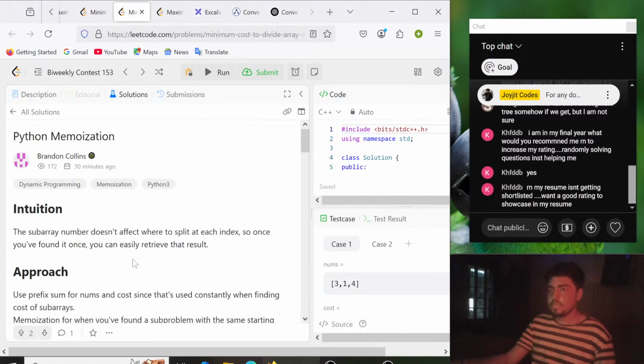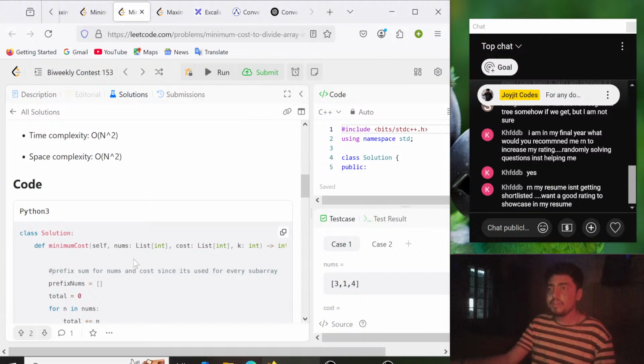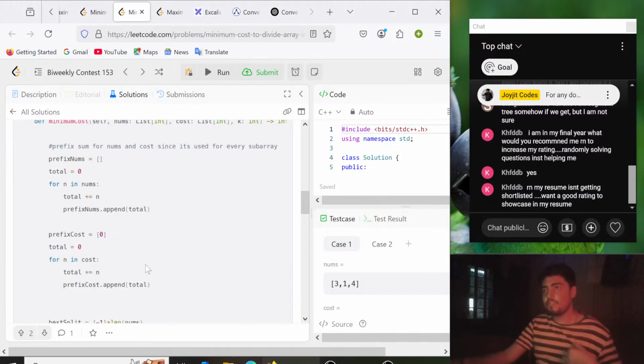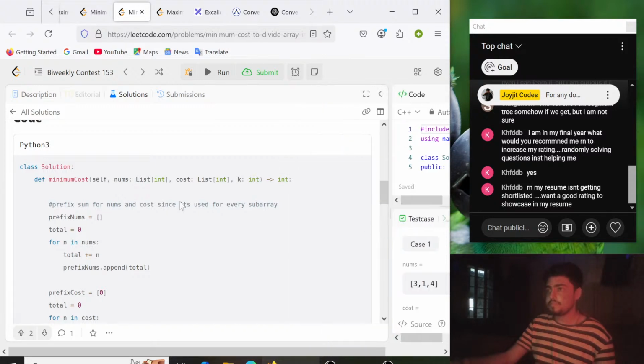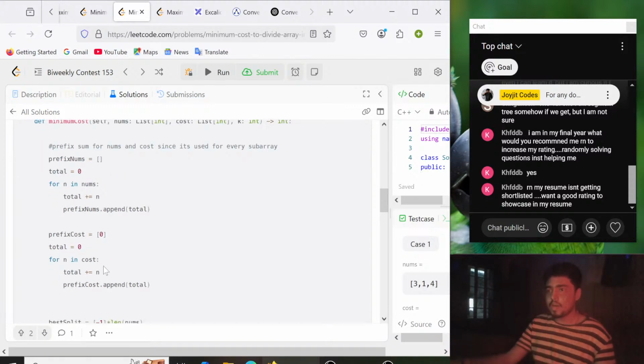It's not using a convex hull, right? Okay, so this is a good one, I guess. So, prefix sum for nums and costs, since it is used for every subarray. I have explained till now. Okay, so I am having the prefix of nums and prefix of cost.